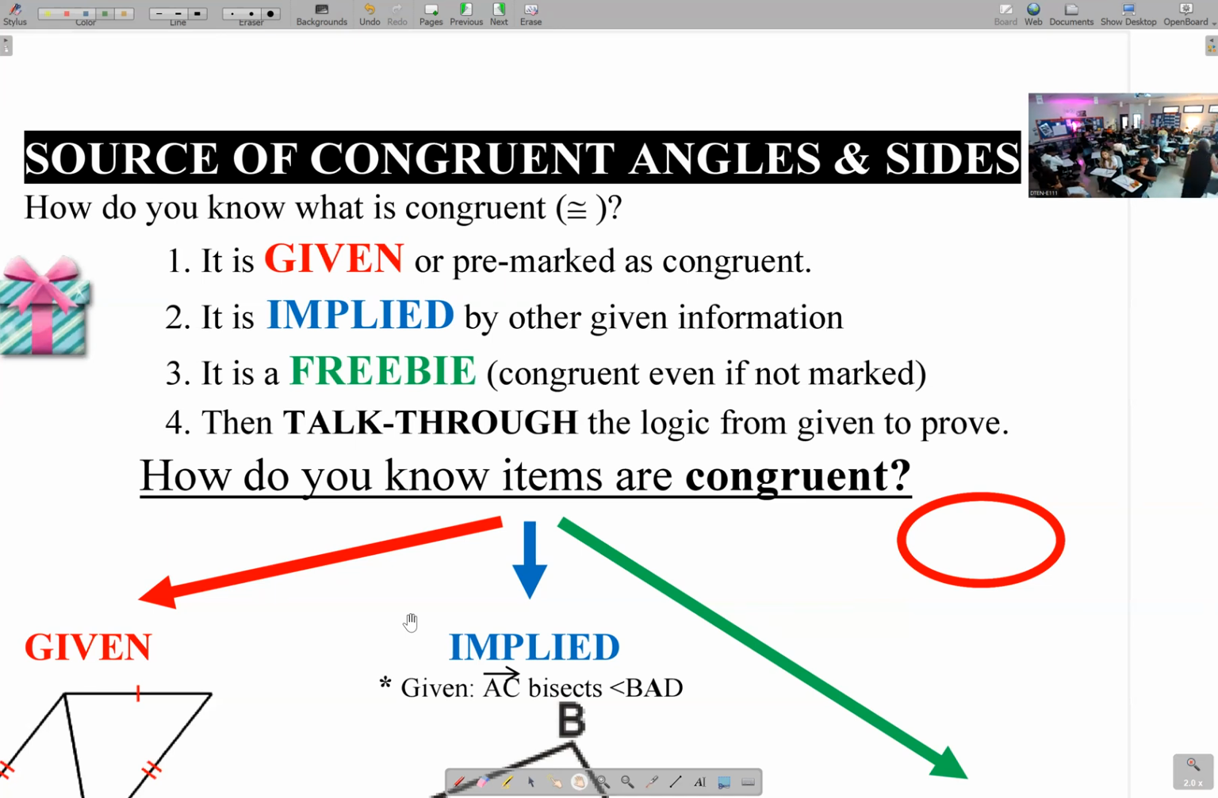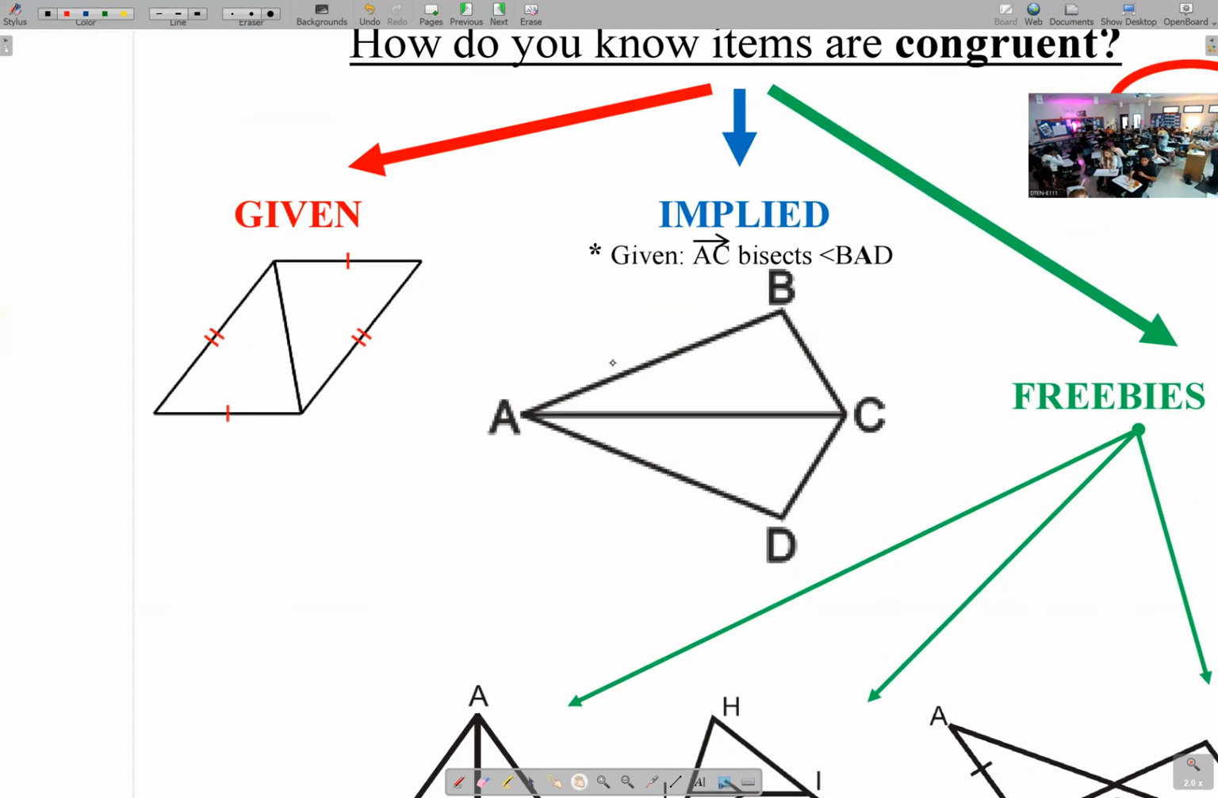It looks like this, friends. What is it? Okay, we should be done. All right, so given looks like this. It's marked for you. If it's marked for you, it's given, or you're told, like an approved. So that's an example of given.